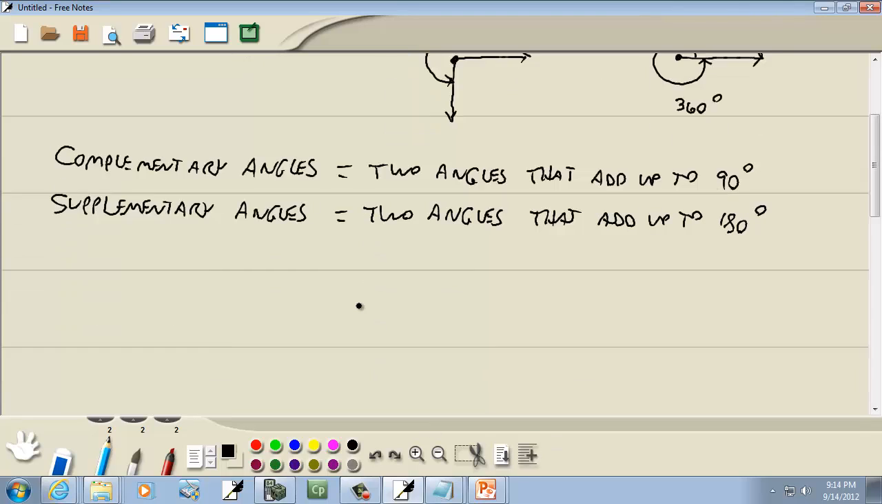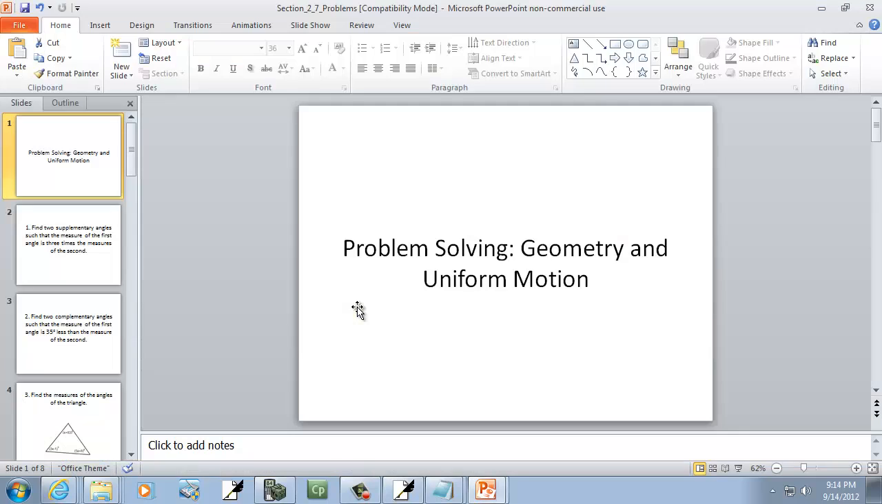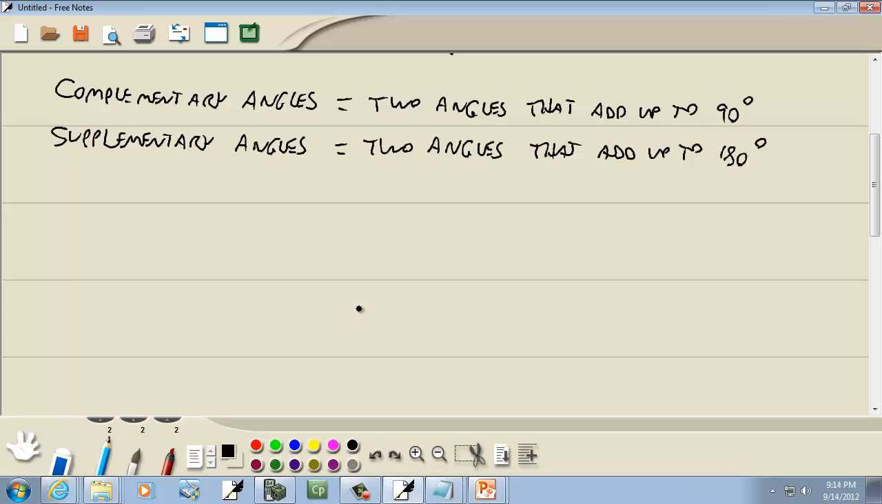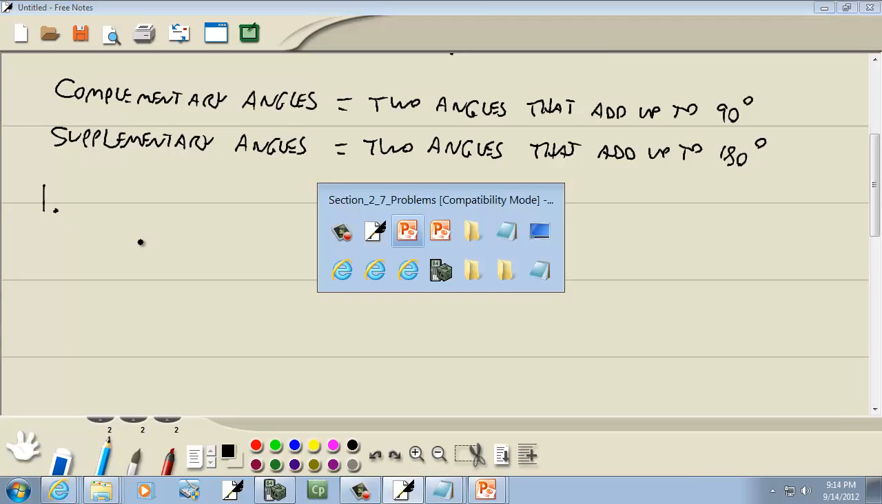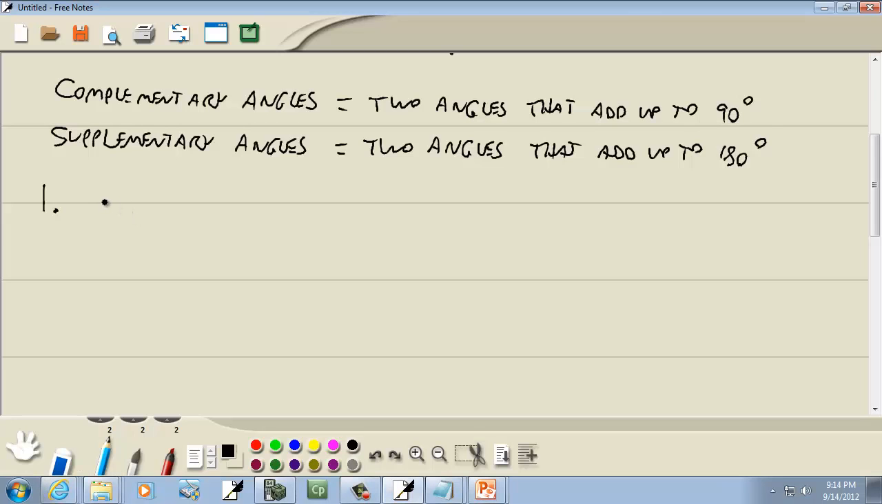And that's what these first problems revolve around. So let me bring it up here. There we go. So it says find two supplementary angles such that the measure of the first angle is 3 times the measure of the second. So we got our first angle and second angle.